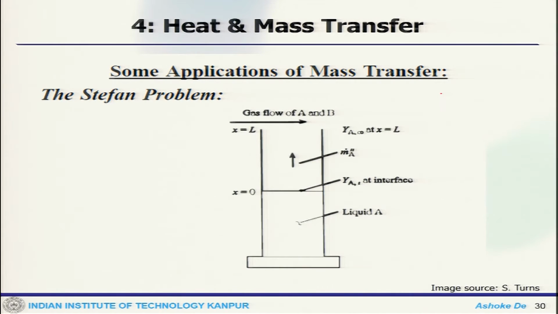Let us say we look at this problem of the Stefan problem. So, here is a schematic of that particular one. Through the top there is a gas flow and that has A and B, and this is at coordinate x equals 0 and this is L, and there are some other, this is at the interface y A, this is liquid. So, that is the definition of the problem.